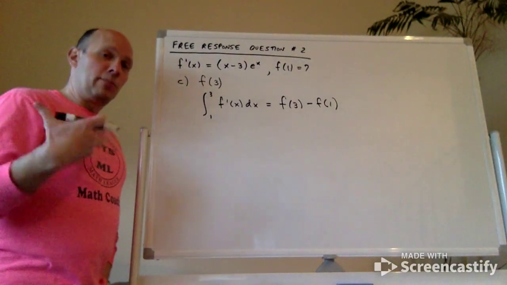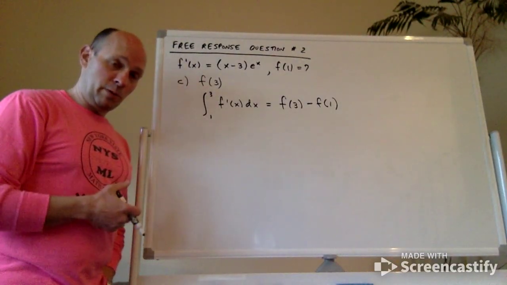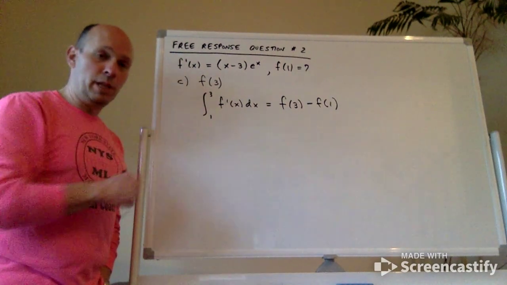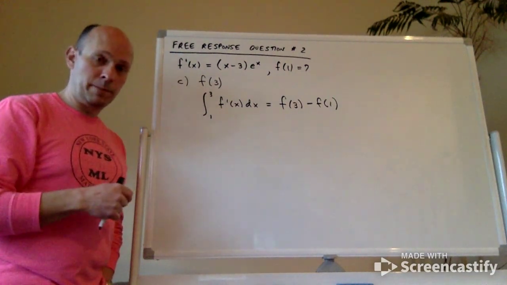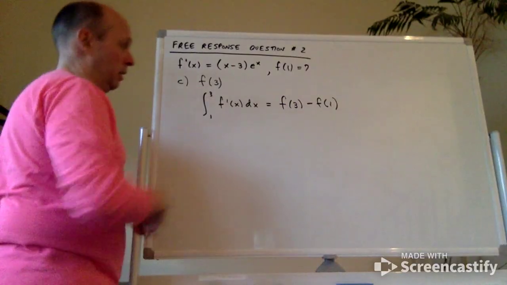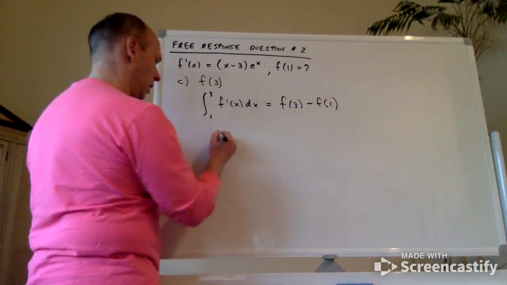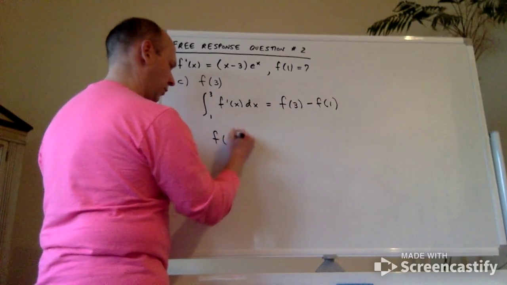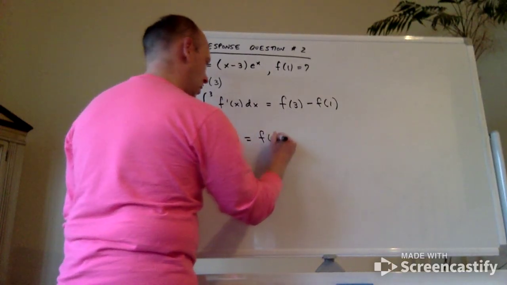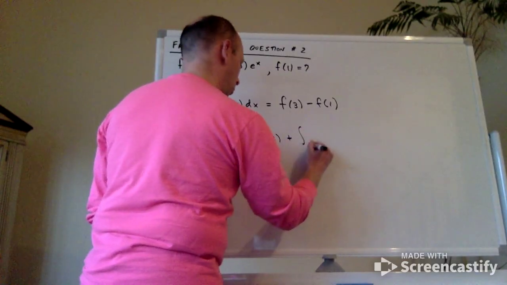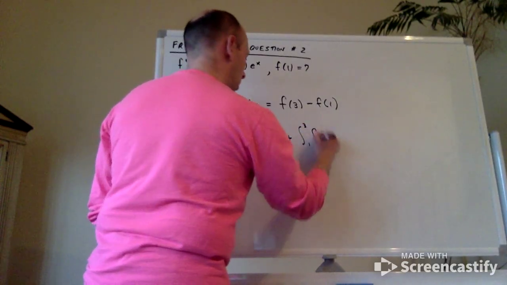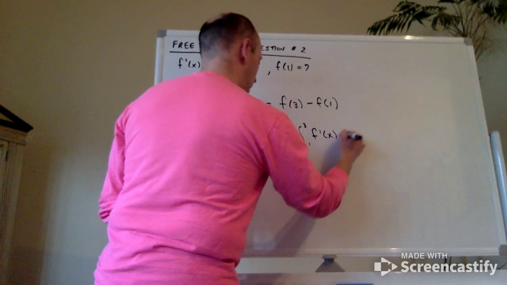So the AP exam loves to take a look at that fundamental theorem corollary and then kind of mess around with it and put it into problems like this. And they also like to write it another way. So basically you can take this, add f of 1 to both sides, and you get this. You get f of 3 is equal to f of 1 plus this definite integral from 1 to 3 of f prime of x dx.